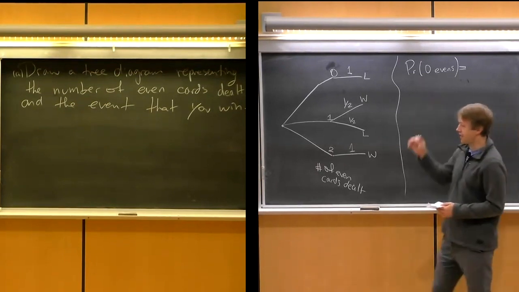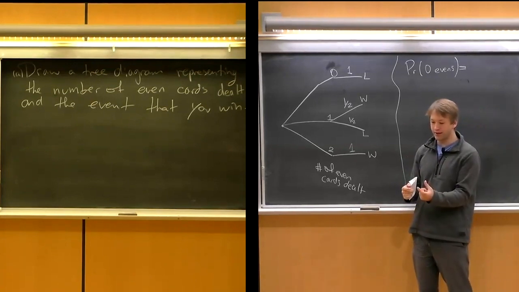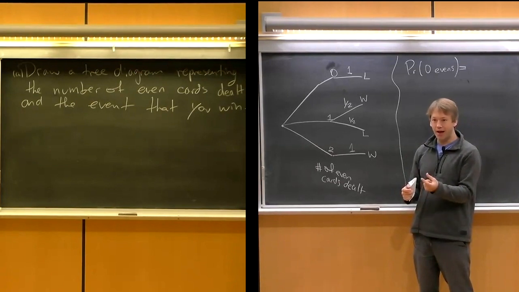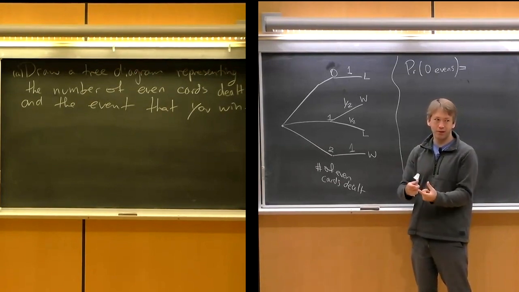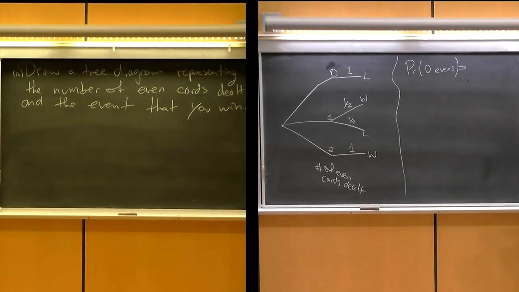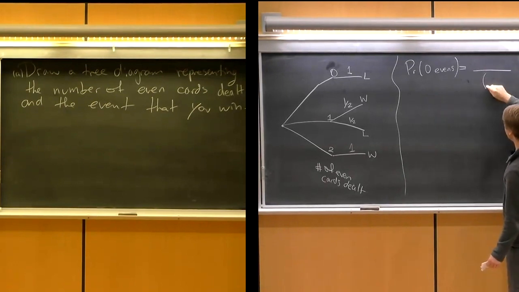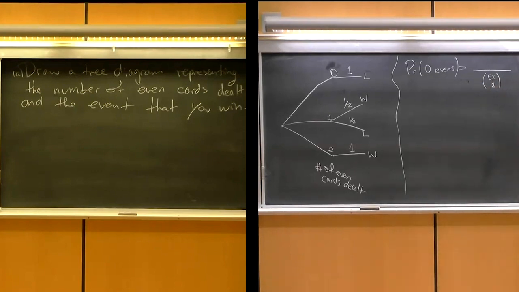If this event was saying, what's the probability that the first card dealt is not even, that would now depend on the order. But this one doesn't depend on the order, so my denominator is just going to be 52 choose 2. That's the number of ways to pick two cards if you don't care which order you pick them. The top should be the number of ways to pick two cards that are not even.